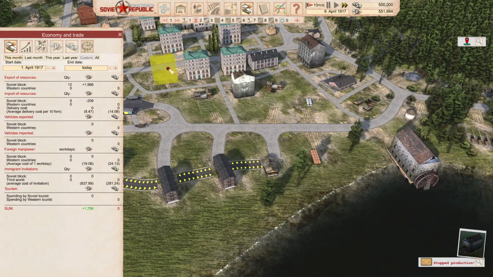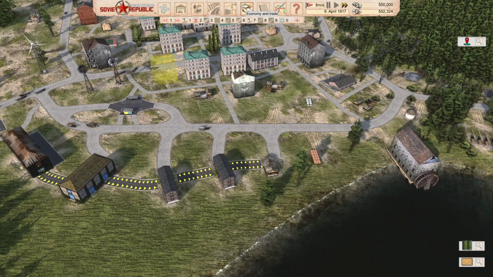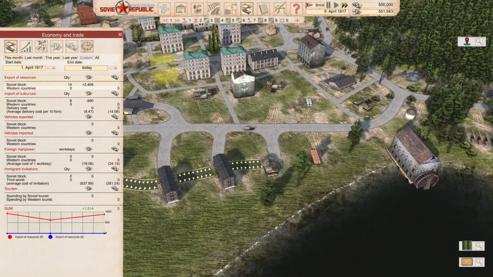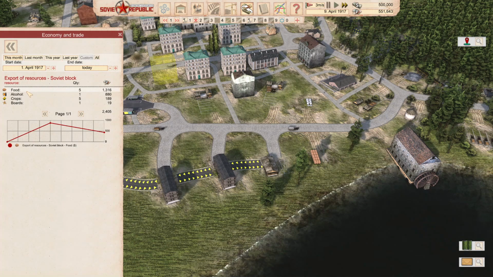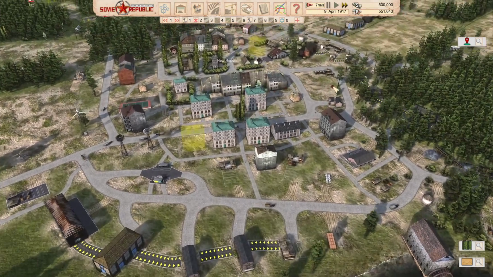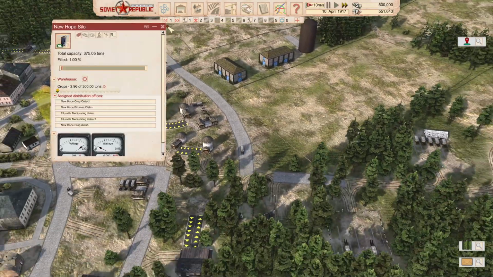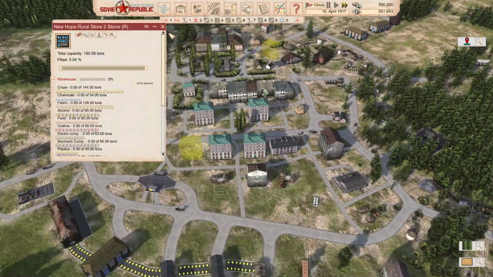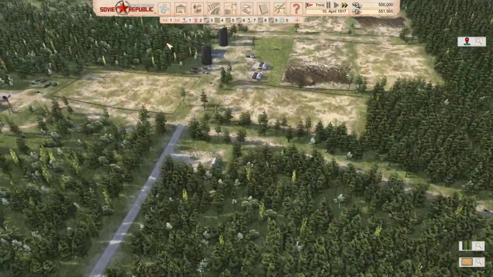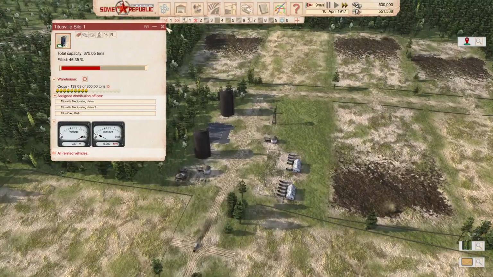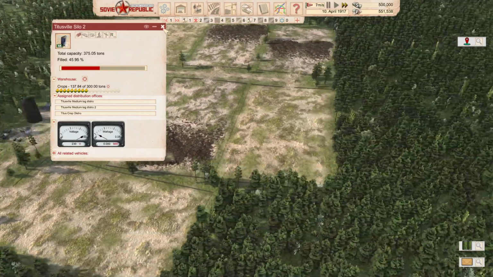Economically, I think we're making a small but steady profit at the moment. And just to show you, at the moment we're getting exports. We're exporting food, alcohol. I'm exporting some crops at the moment because we've got a little bit of a surplus over here. Well, that's nearly out, so we're going to have to keep an eye on this. But you're out. Wow. Okay. Oh, we still got some crops here. 137.